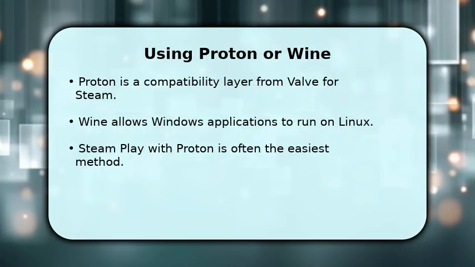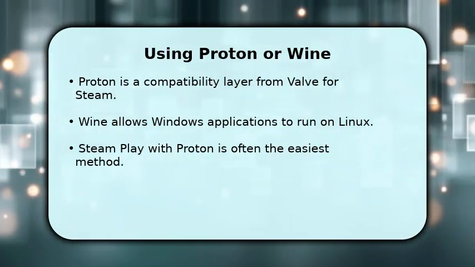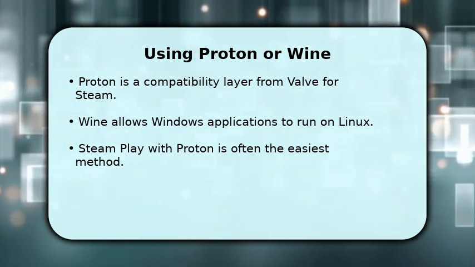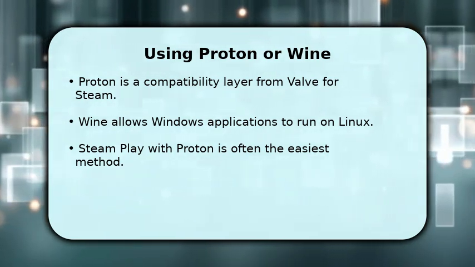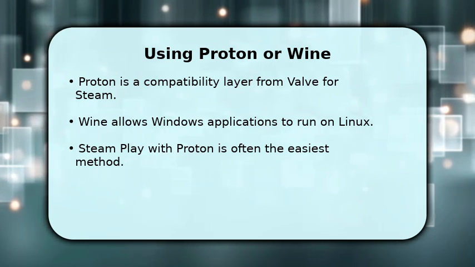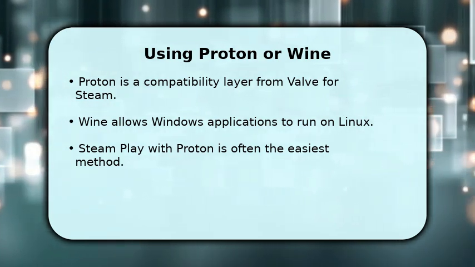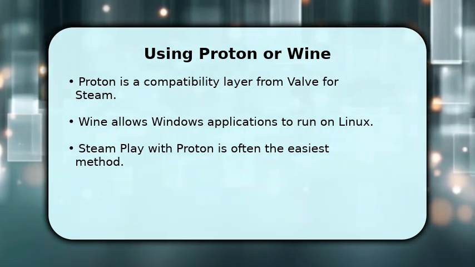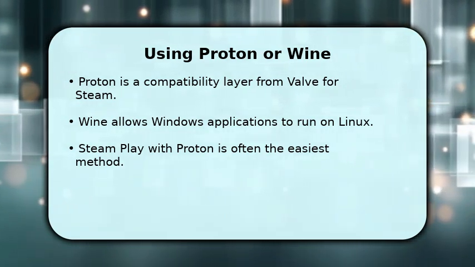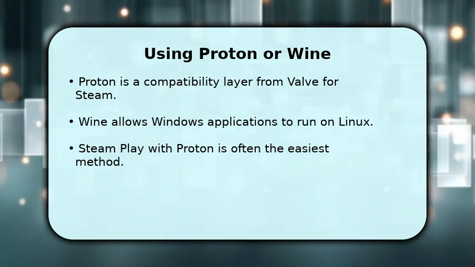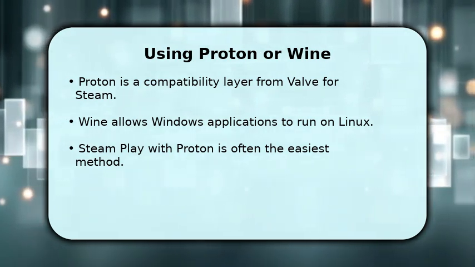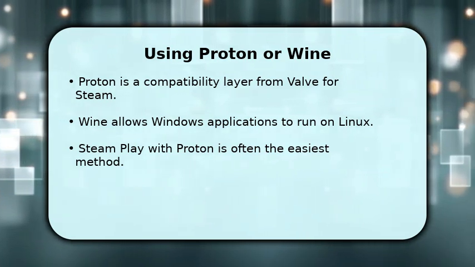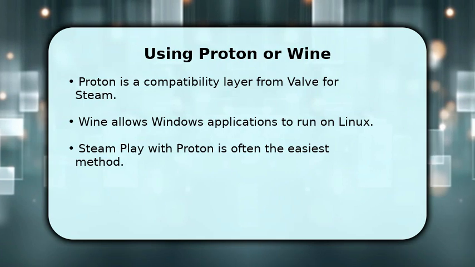The key to playing Geometry Dash on Linux is using a compatibility layer like Proton or Wine. Proton, developed by Valve, is integrated directly into Steam and is often the most user-friendly option for Steam games. Alternatively, Wine provides a broader compatibility solution for various Windows applications. For Steam users, enabling Steam Play and selecting a Proton version is usually the quickest path to success, requiring just a few clicks in your settings.